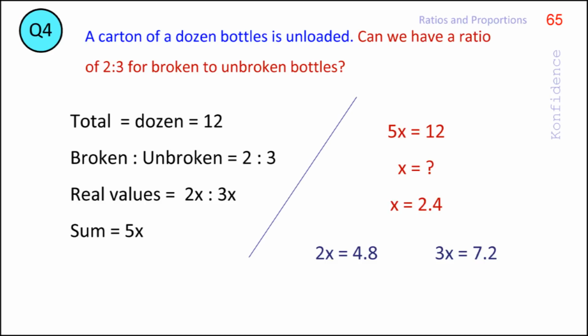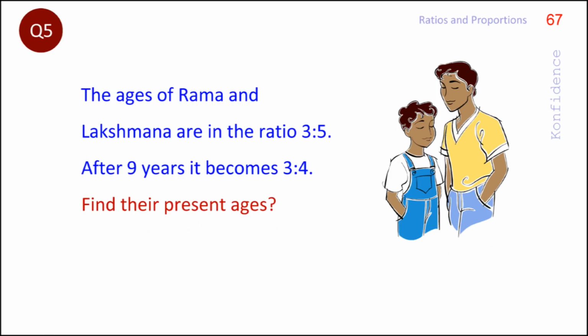In a mathematical sense, there is nothing wrong with the calculation. But we know from a physical sense that there can be a broken bottle or an unbroken bottle. Nothing in between is possible. So, a possibility of 4.8 broken bottles is not there, and hence the answer is a non-possibility.